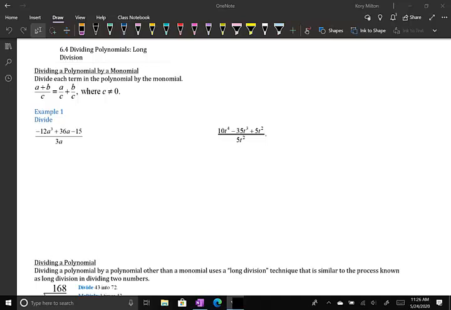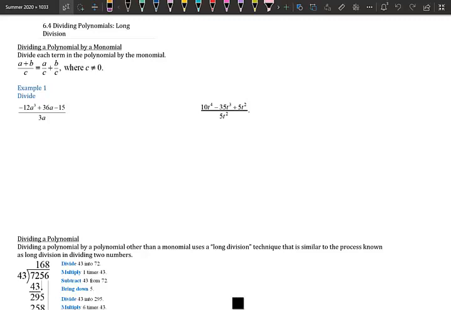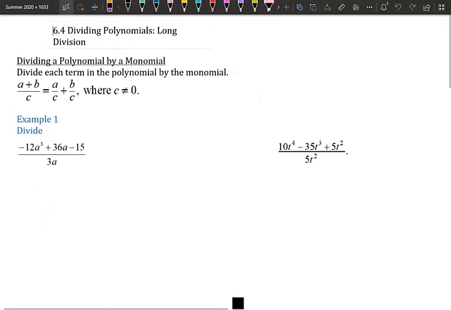6.4, Dividing Polynomials, Long Division. So you might remember long division from, I don't know, grade school? I can't even remember when we learned that. Like 5th or 4th, 3rd grade, something like that. Anyways, we're actually going to use long division today. And if you have a hard time remembering, I'll go over it a little bit for you.